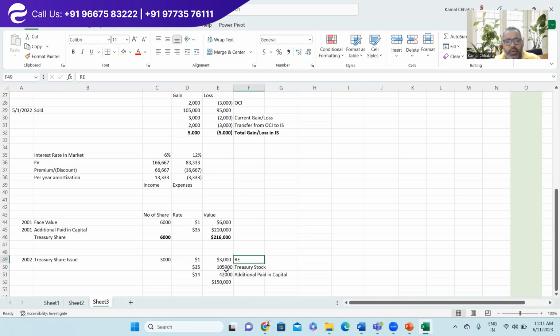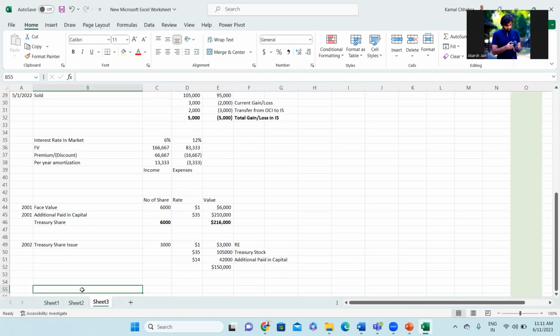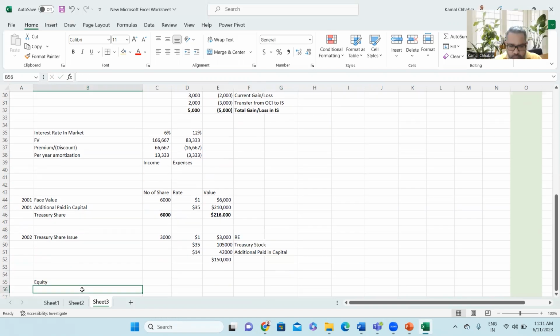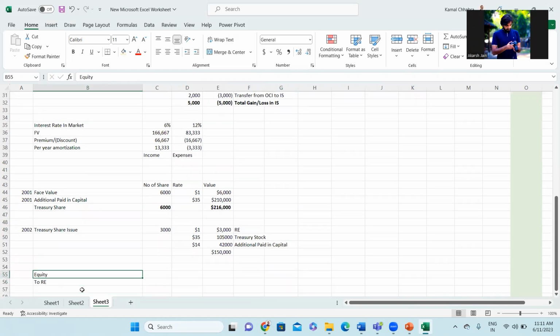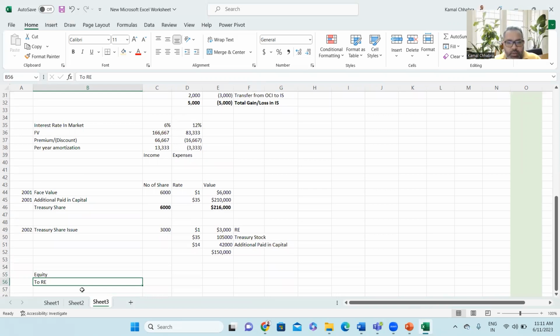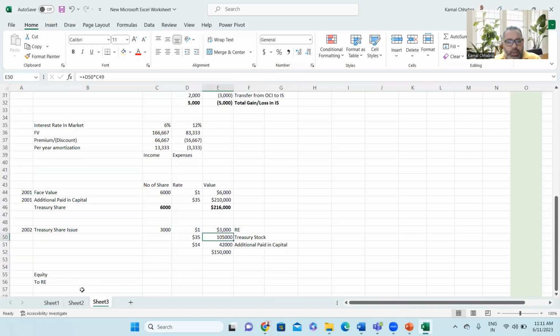No, when you do buyback of share, what is the journal entry you make? Buyback. So you use the retained earning to buy back that share. Correct. Equity to RE, generally you pass this entry. Right, so I'm just reversing that entry. So this 3000 will go to retained earning, and this will release from treasury stock. So it has to be this number.